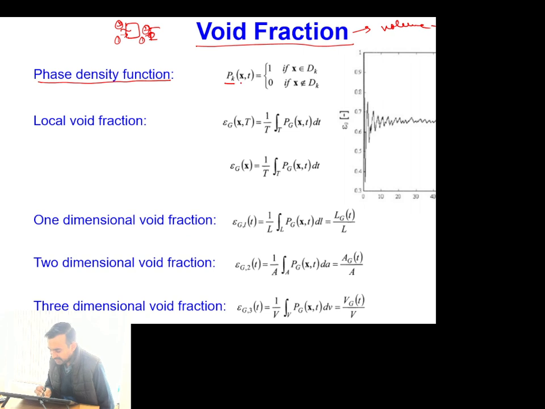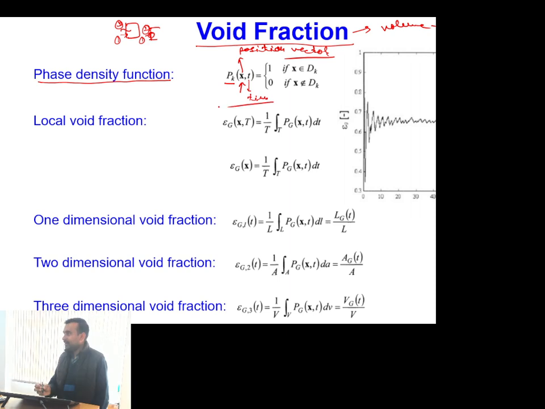Phase density function pk has two arguments, one is x, the other is t. This x over here you can see is bold, so it represents a vector quantity, a position vector, and the other is time. And this particular phase density function has two values, 1 and 0. It is 1 if the position vector belongs to set dk, and 0 if the position vector does not belong to set dk.